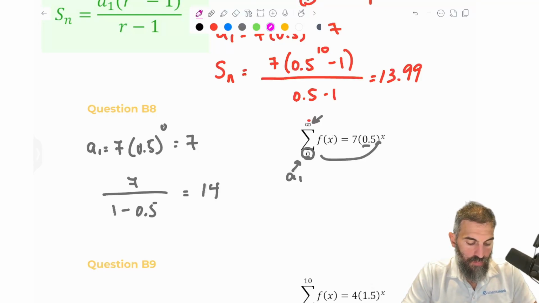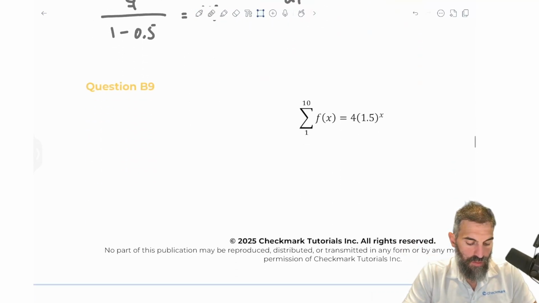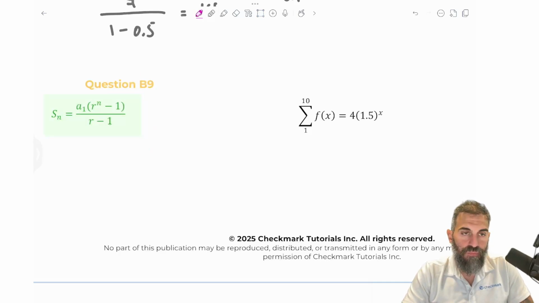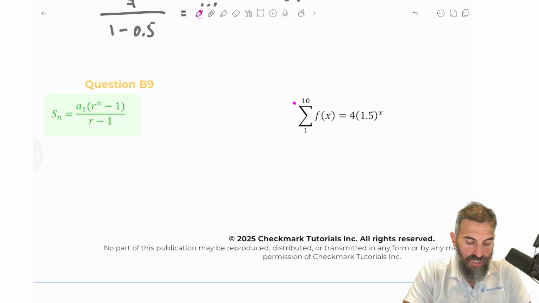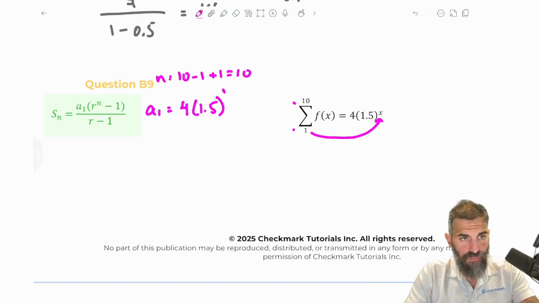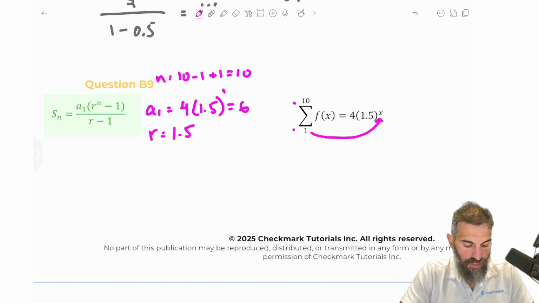Okay, let's do one more. Again, you guys do it on your own. Pause the video and try it. So what we have here, 10 minus 1 plus 1, we have 10 terms. So n is 10. The first term, A1, plug in whatever number you have at the bottom into the function. So 4 times 1.5 to the 1. So that's 6. The rate is the base of the exponent. That's 1.5. And then you have everything you need.